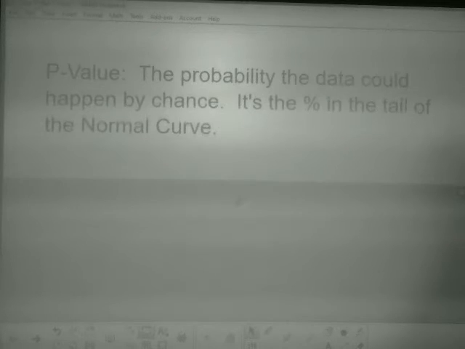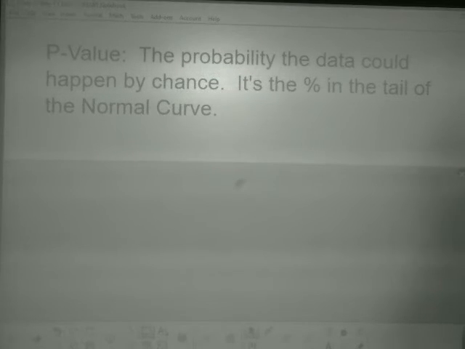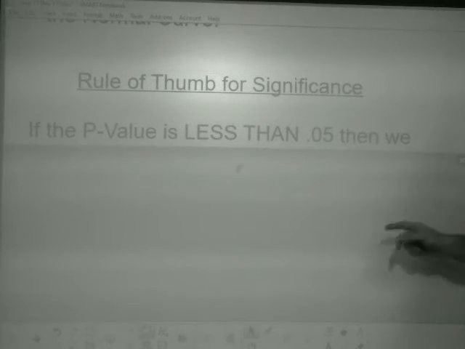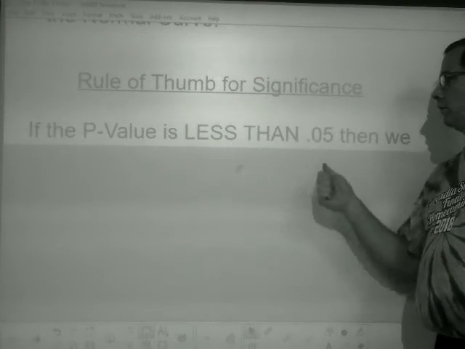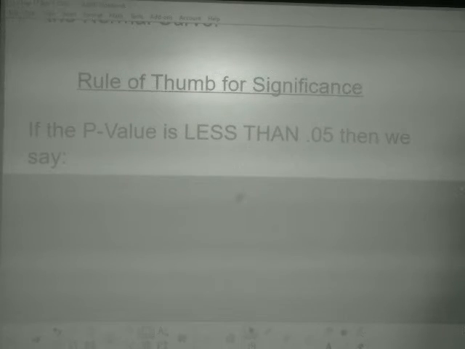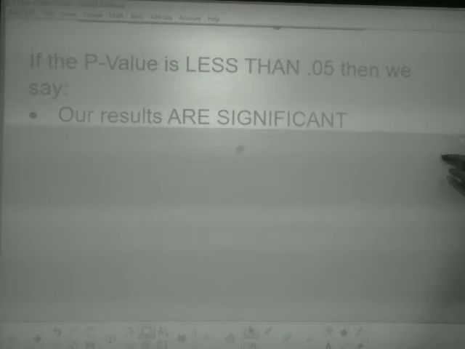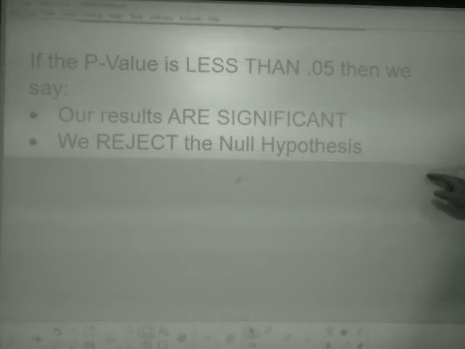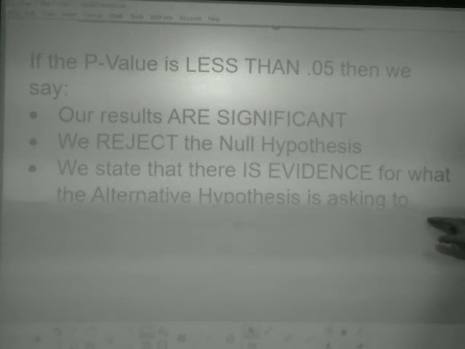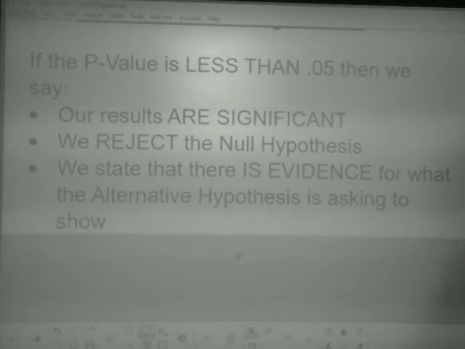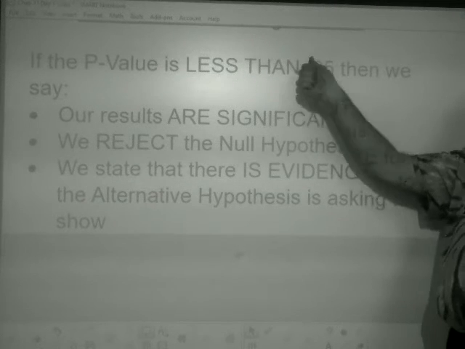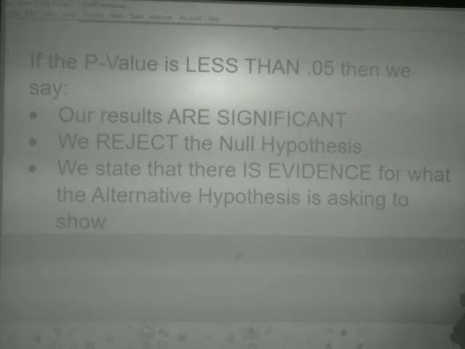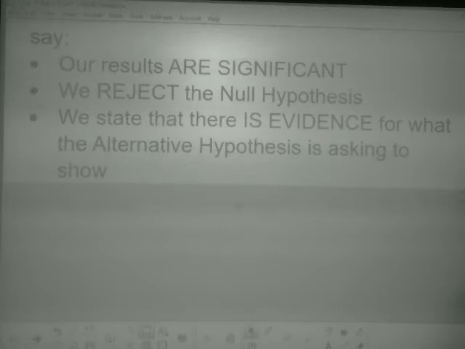So, depending on what the p-value says, we're going to generate a conclusion. So here's the rule of thumb for significant things. If the p-value is less than 0.05, then we say the following. If the p-value is less than 0.05, then we say our results are significant. We reject the null hypothesis, and we state that there's evidence for whatever the alternative hypothesis is asking to show. So if the p-value is less than 0.05, we say the following three items. Our results are significant, we reject the null hypothesis, we state there's evidence for whatever the alternative was asking to show.